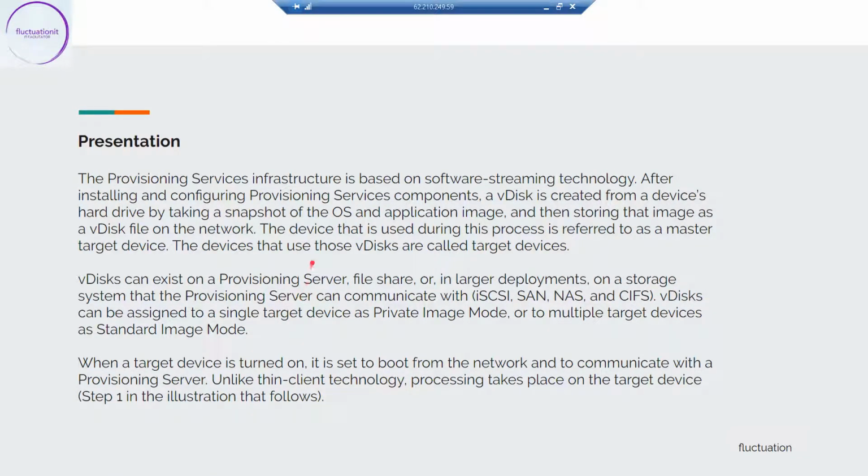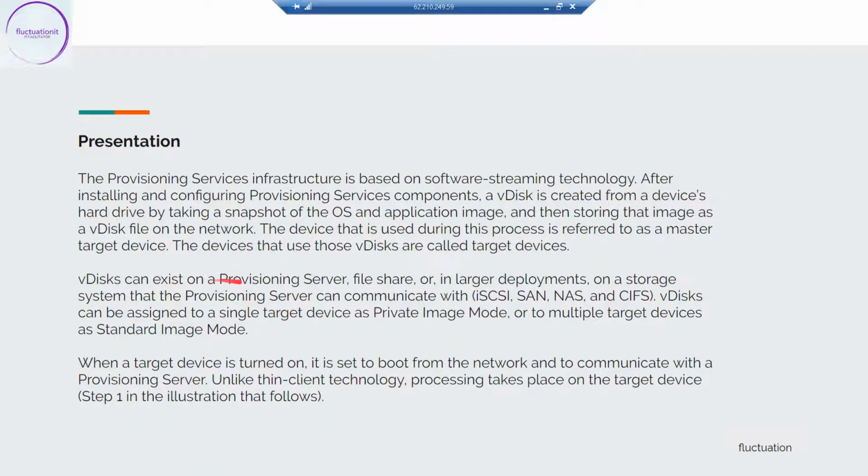So PVS is based on software streaming technology. After, I will do a drawing about that. After installing and configuring PVS, a vDisk is created from a device hard drive by taking a snapshot of the OS and application image and then storing that image as a vDisk on the network. So not on a network, on a SAN or NAS, of course. And the device that is used during this process is referred to as a master target device. And the devices that use those vDisks are called target devices.